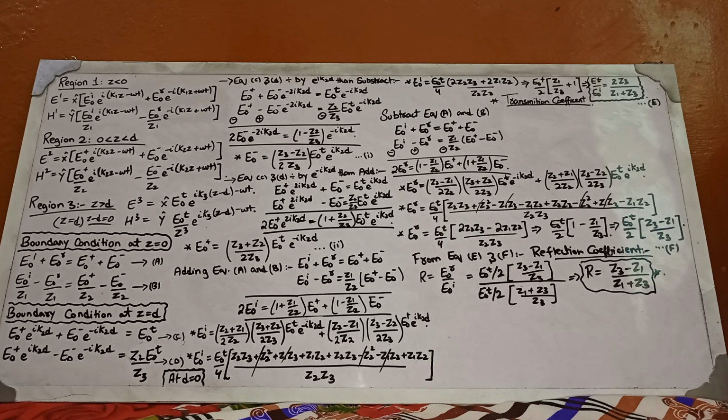Now we have to apply the boundary conditions. Initially, we are given two boundary conditions: the first one is at z equals 0, and the second one is at z equals d. So let's initialize our boundary conditions with this. The first boundary condition at z equals 0 applies only to the first two regions, because this boundary is between region 1 and region 2. The second boundary condition, z equals d, applies to regions 2 and 3.